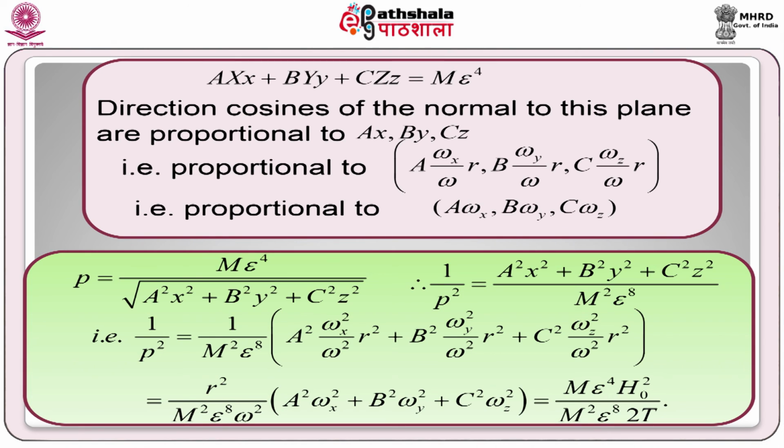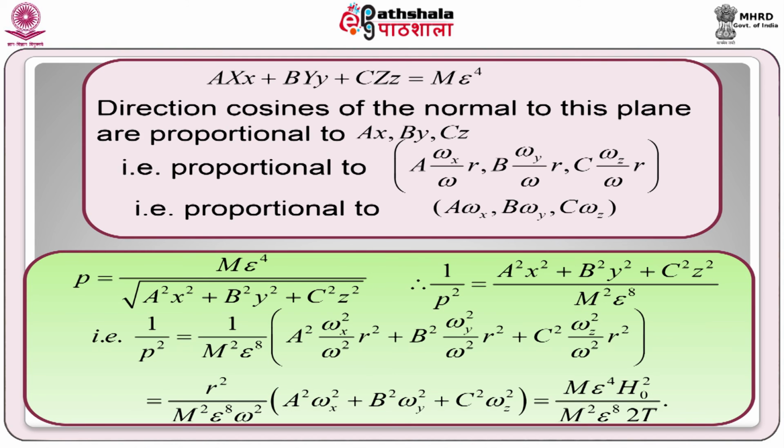The equation of the tangent plane to the momental ellipsoid at P, if we take capital X, capital Y, capital Z as coordinate axes, is capital A into capital X into small x plus capital B into capital Y into small y plus capital C into capital Z into small z equal to capital M into epsilon to the power 4. The direction cosines of the normal to this plane are proportional to capital A into small x, capital B into small y, capital C into small z.